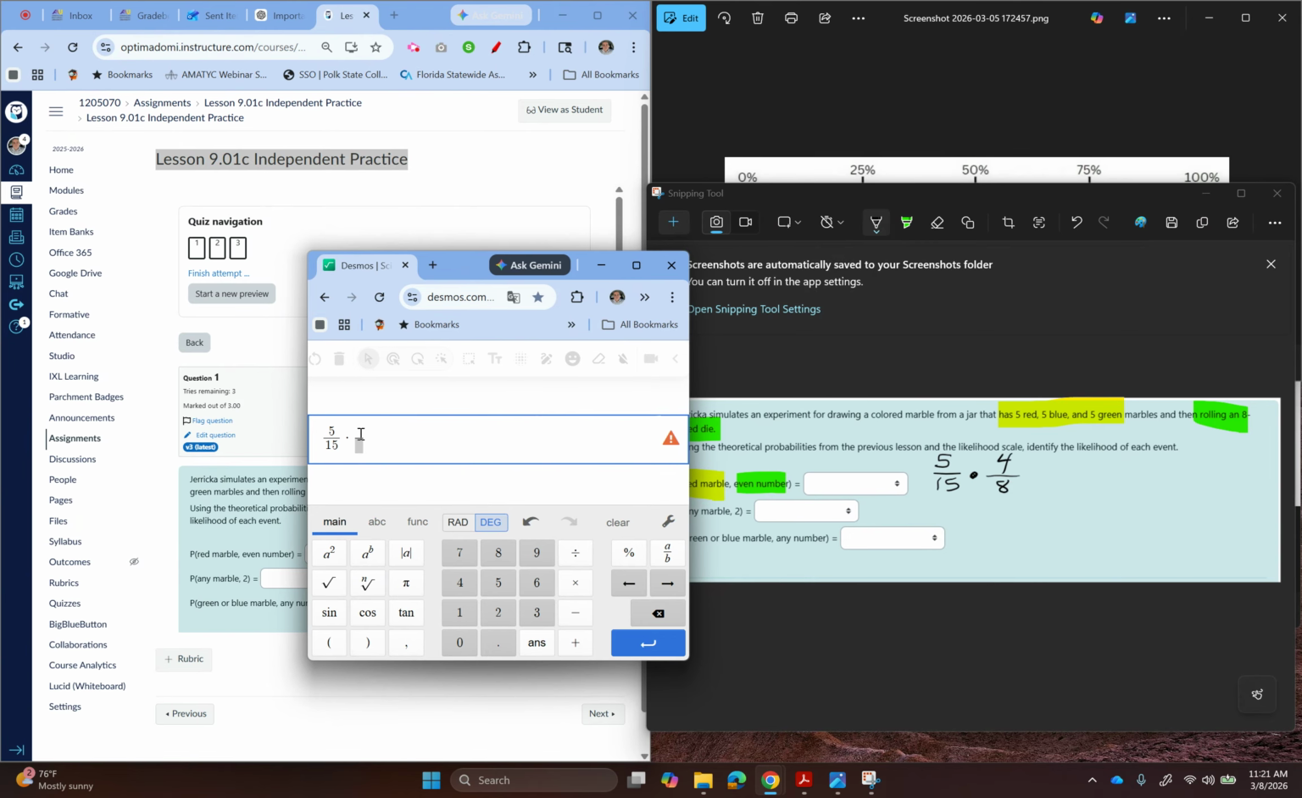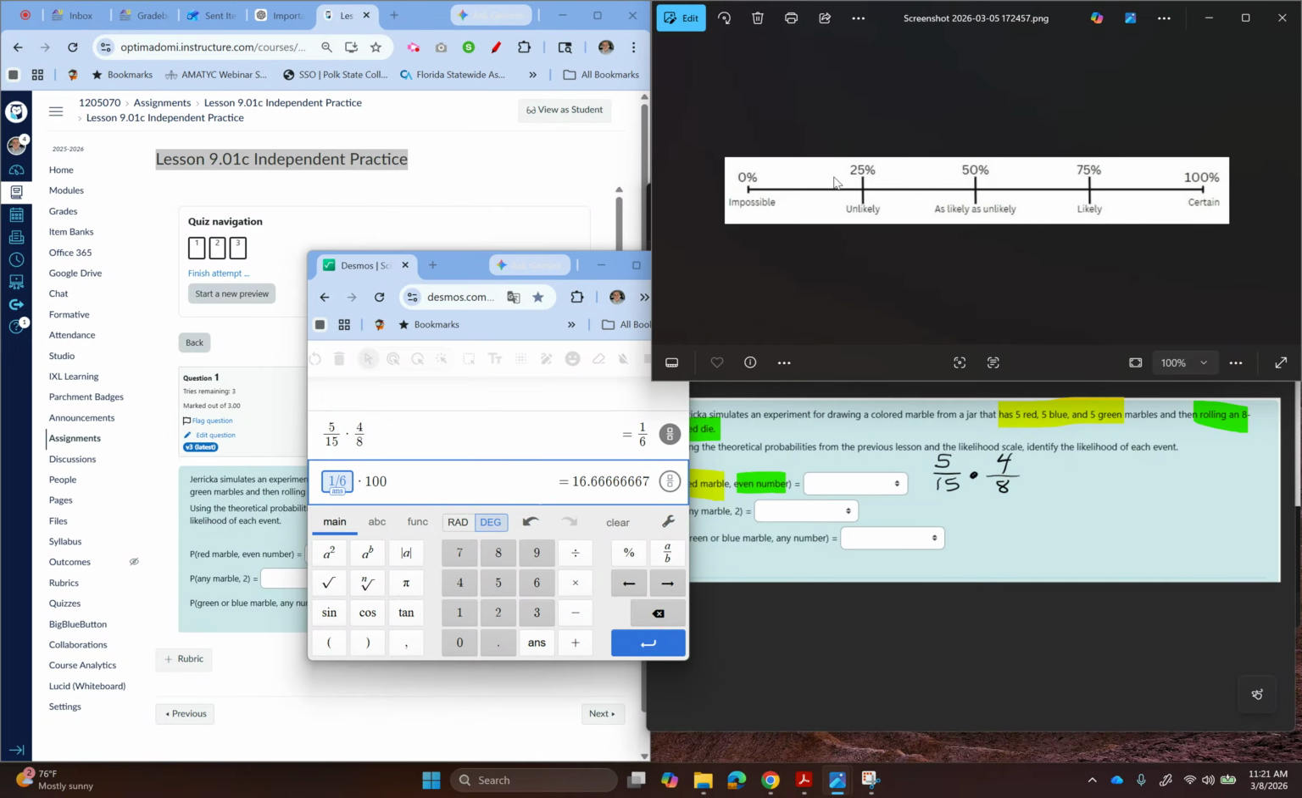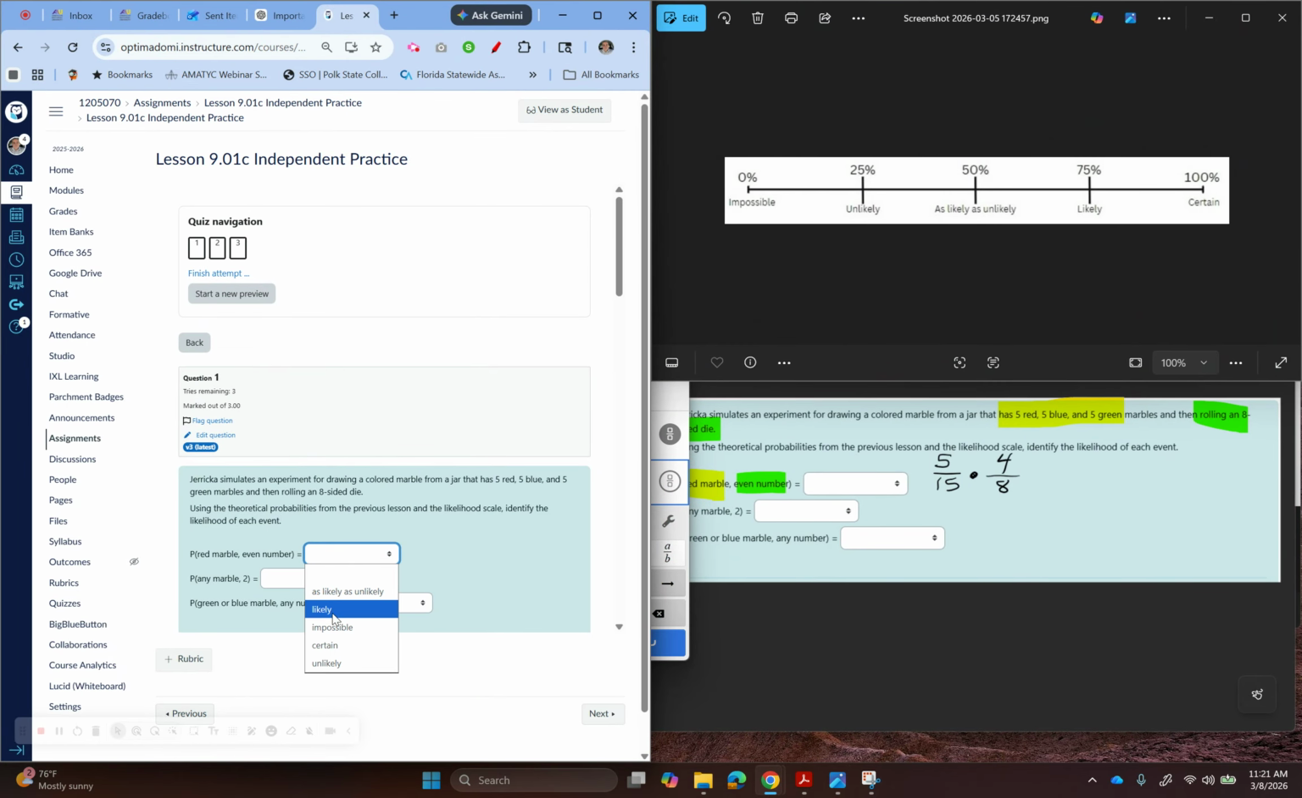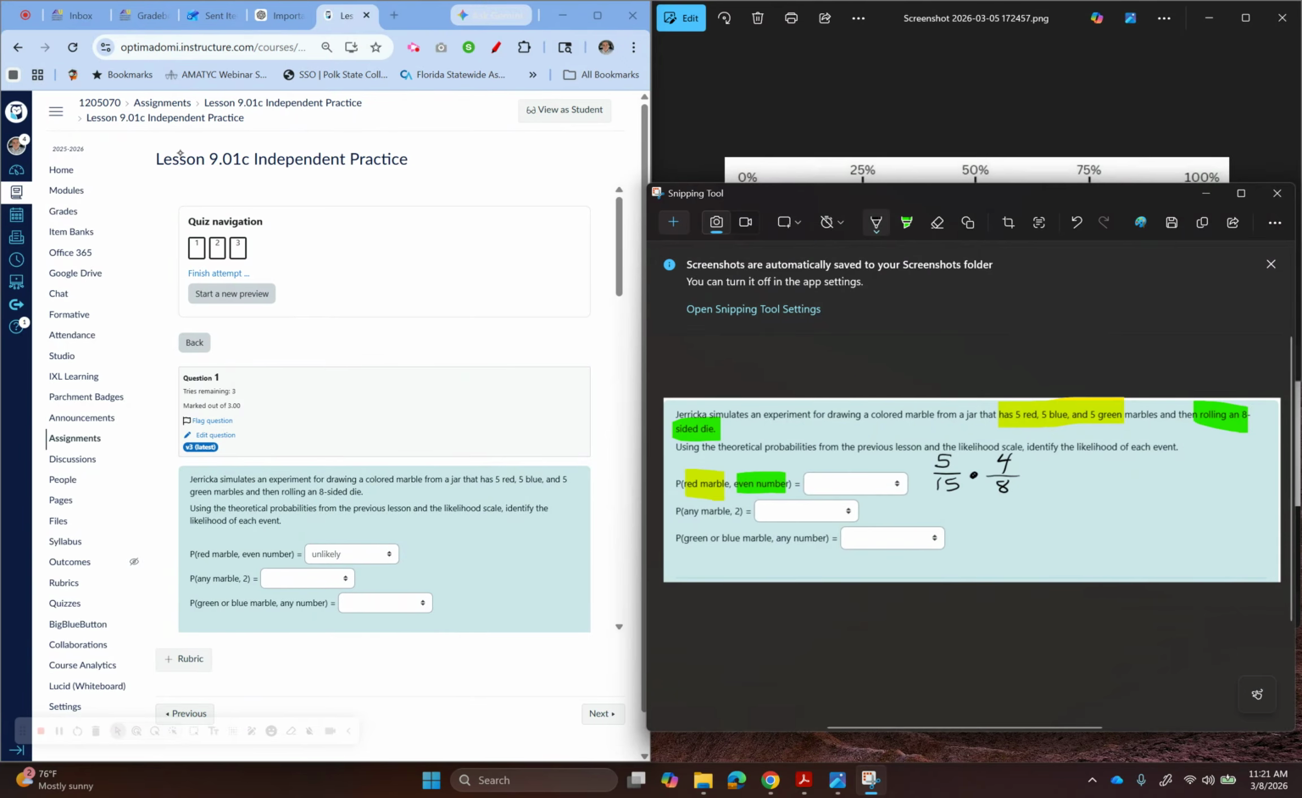See, look what I'm doing. I'm multiplying the probability of getting a red marble from the jar out of the 15 and getting an even number from an 8-sided die. Click on the fraction, and you're going to get 1 over 6. Then you take your answer, 1 over 6, and multiply by 100 to convert it to a percent. You can see this will be 16%. And 16% is around the 25%, so we're going to say that is unlikely.